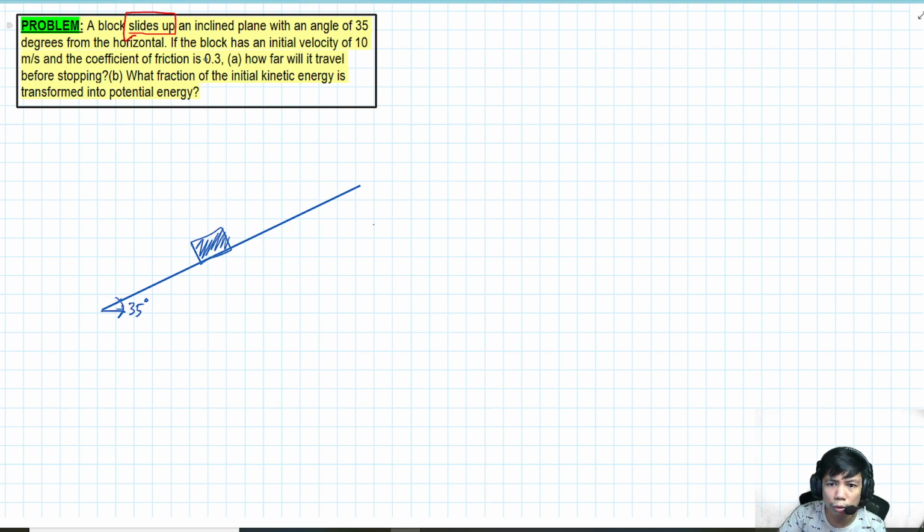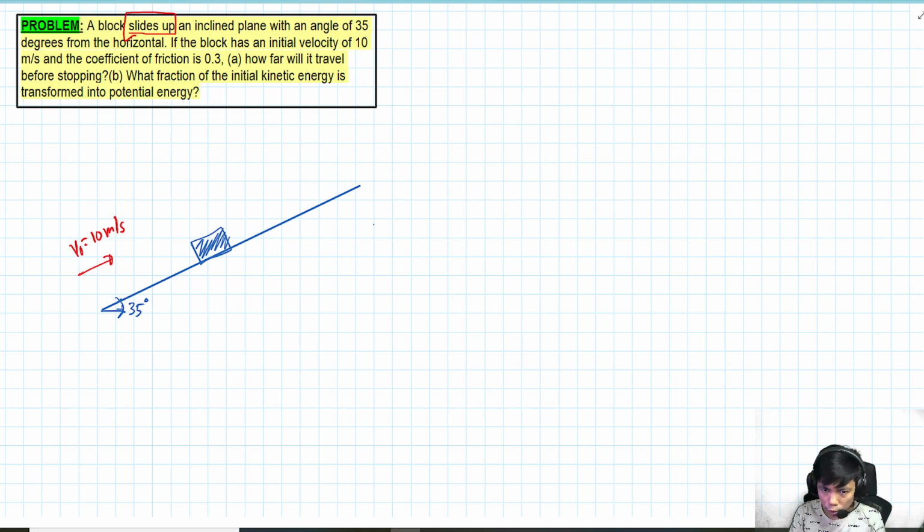So, initially, meron tayong velocity na 10 meters per second. Pataas yan guys, ano? 10 meters per second. So, v sub o is 10 meters per second. Okay? So, walang given na weight, pero syempre, we have to show yung mga forces dito na involved, kasi nga guys, meron ditong binigay na coefficient of friction.